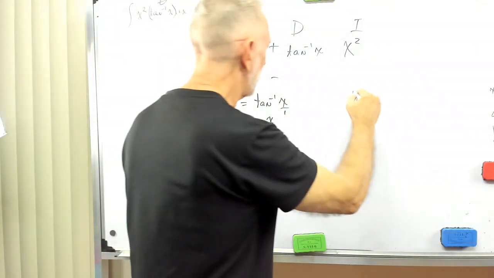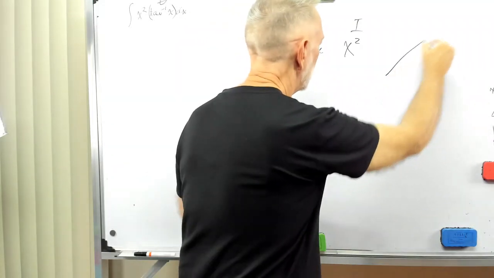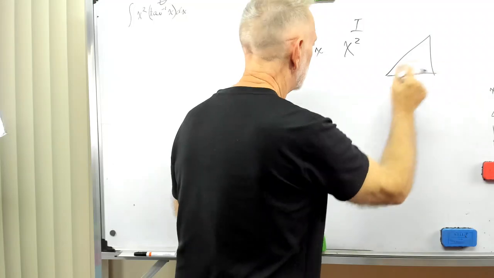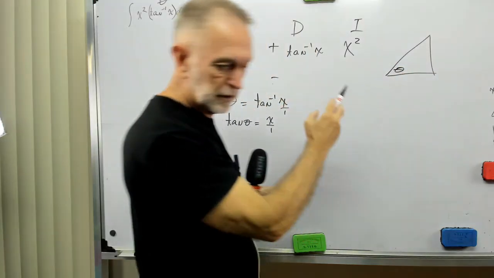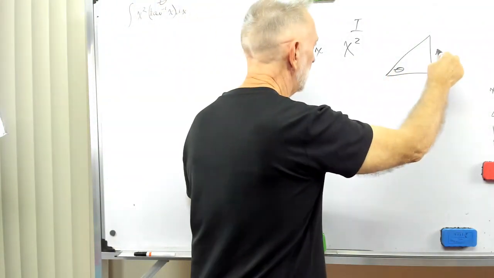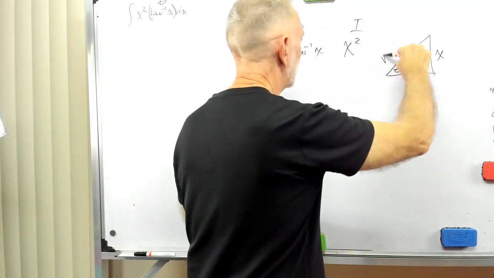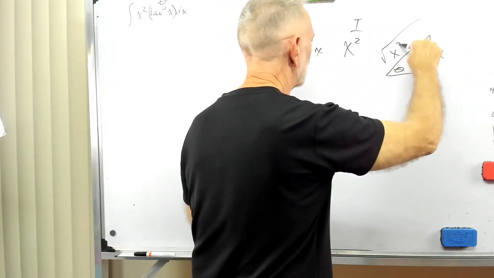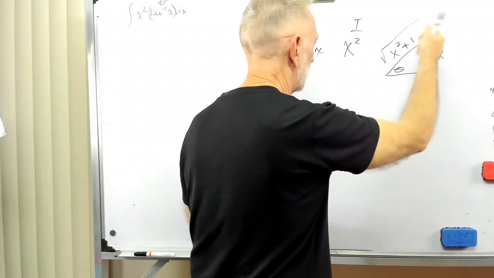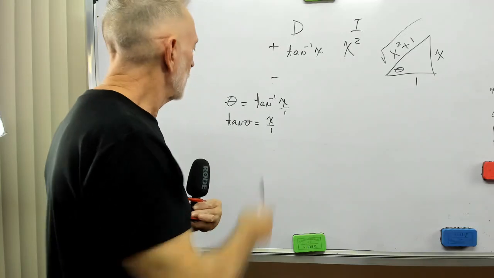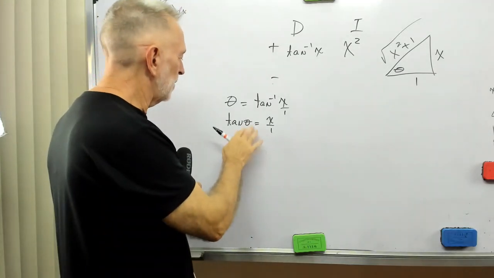So I have this triangle here that looks like this. Tangent of theta, can you see that? Yeah, it is x over 1. So that tells me that this is the square root of x squared plus 1 squared, which is just 1. Okay? All right, so back to this.